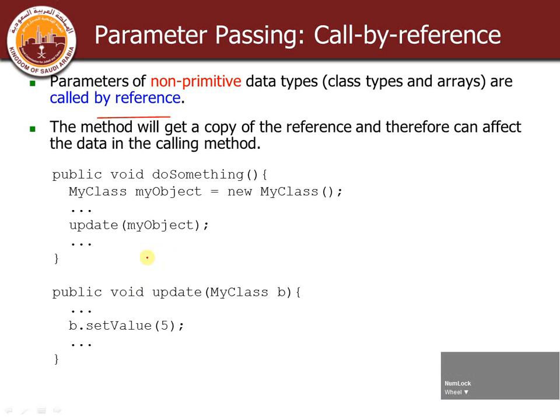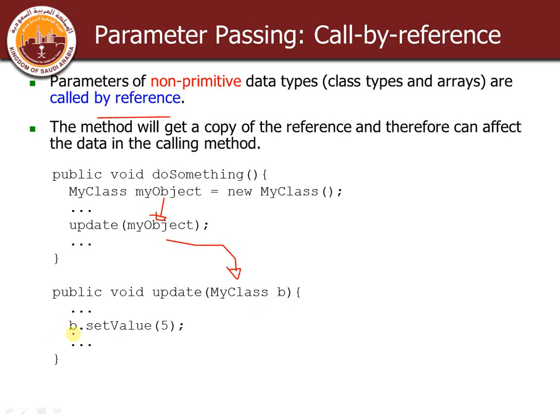Let's have a look at this simple example. I declared some class, this is my object from that class, and then I send that object as an argument to this method over here, which takes as a parameter my class, which is the same data type as this one over here, and I named it B here.